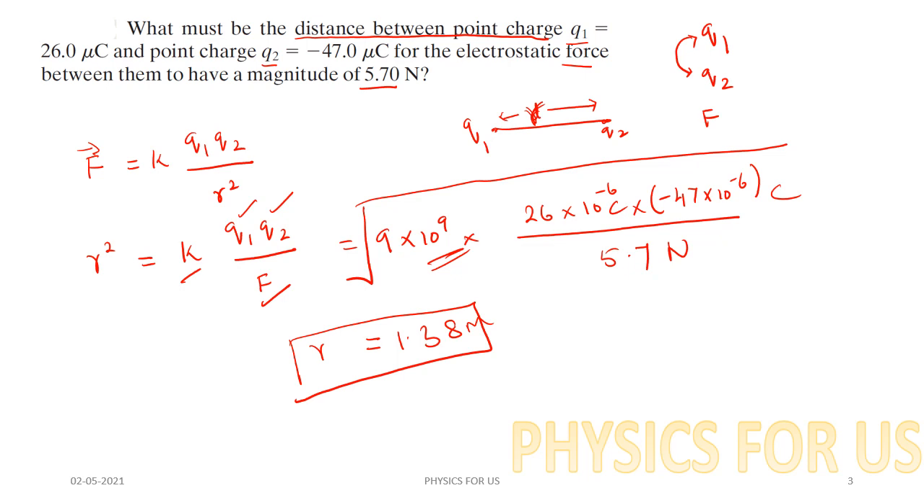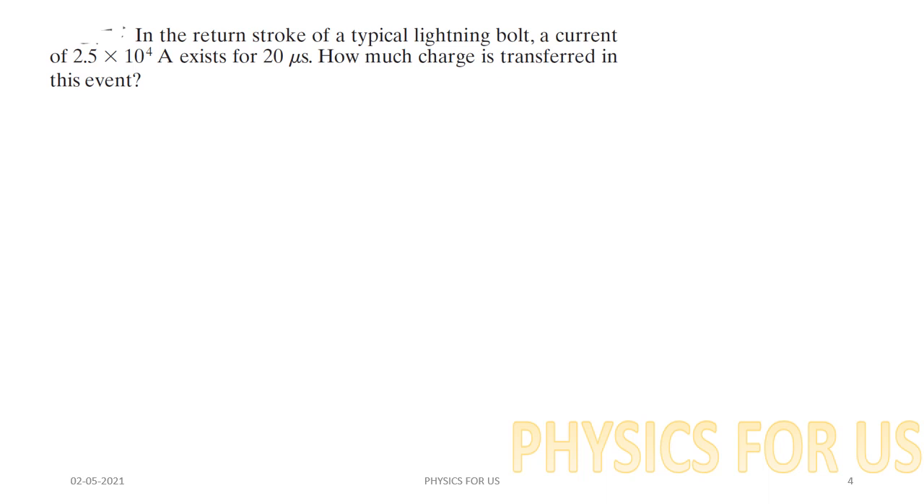Okay, next, here we have a simple problem. In the return stroke of a typical lightning bolt, a current of 2.5 into 10 power 4 ampere exists for 20 microseconds. How much charge is transferred in this event? Here we have to use the formula I is equal to q by t. As we know, this is the equation for the current.